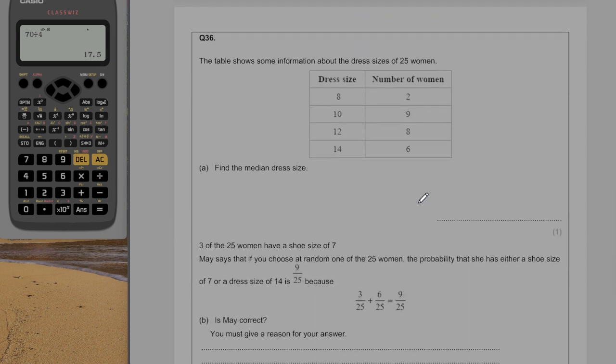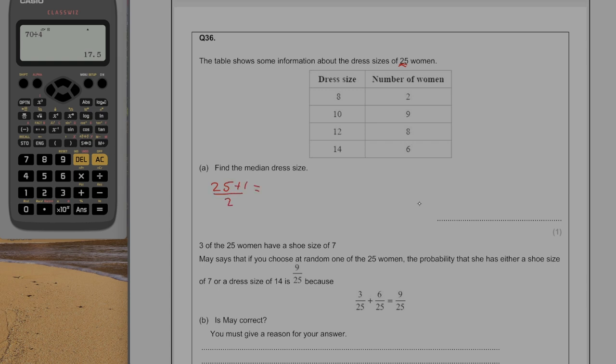Question 36. The table shows information about the dress sizes of 25 women. Find the median dress size. If we've got 25 women, the position of the median would be 25 plus 1 divided by 2. So that would be 26 divided by 2, so we would need the 13th value.